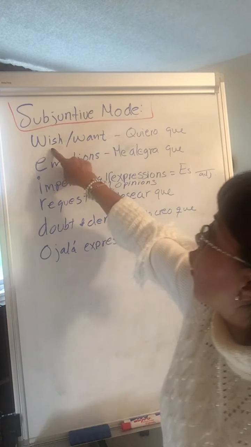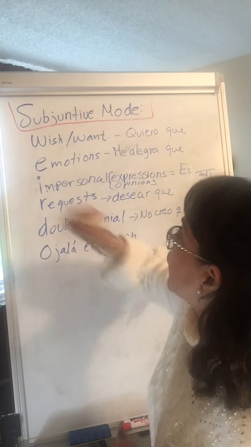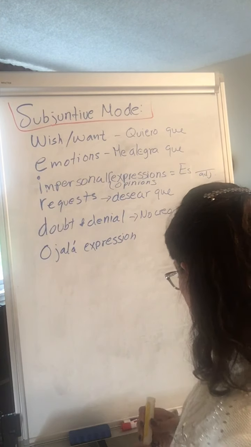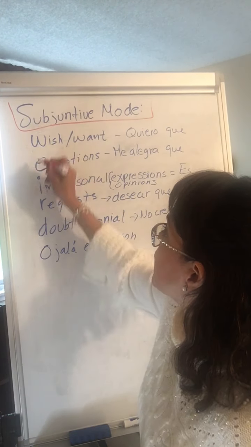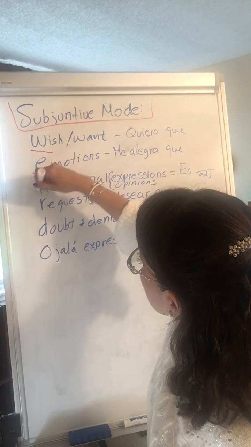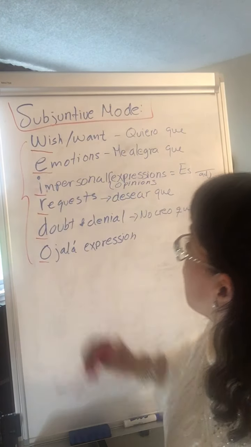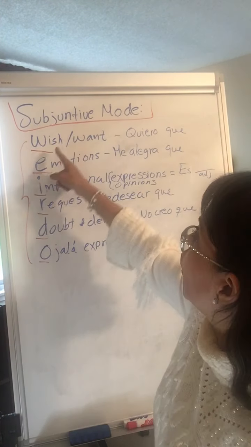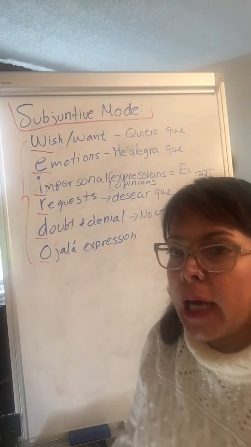Remember the weirdo word? Weirdo. Why? Because this will help us to remember the context in which we are going to apply the subjunctive. Wish and want. Quiero que mi mamá traiga pastel.